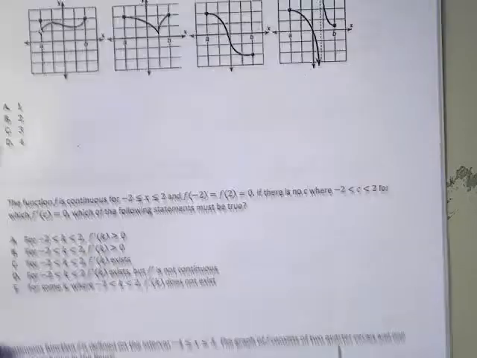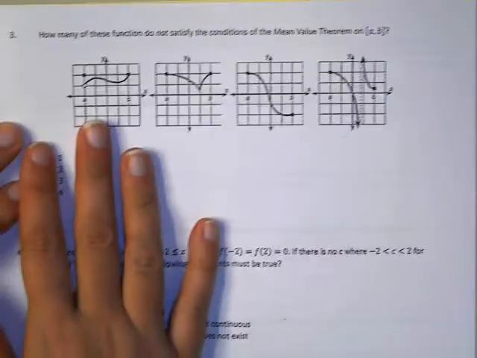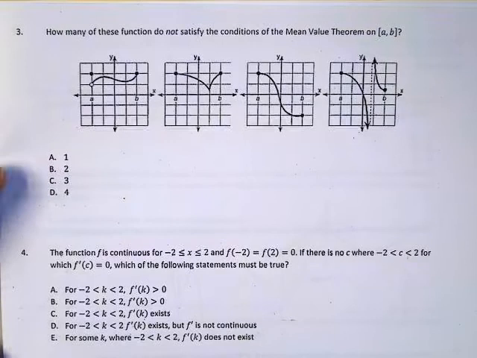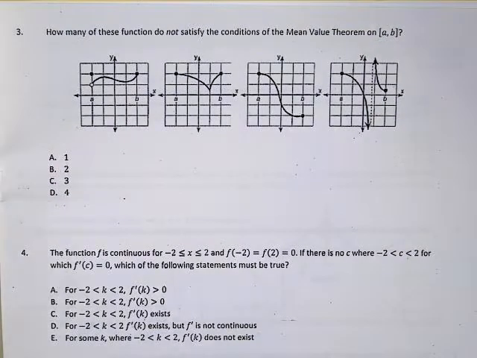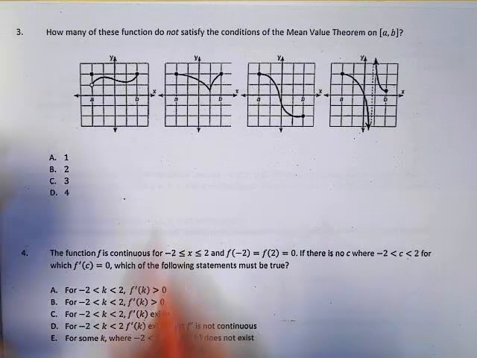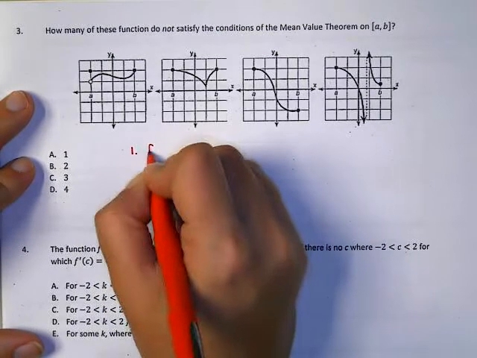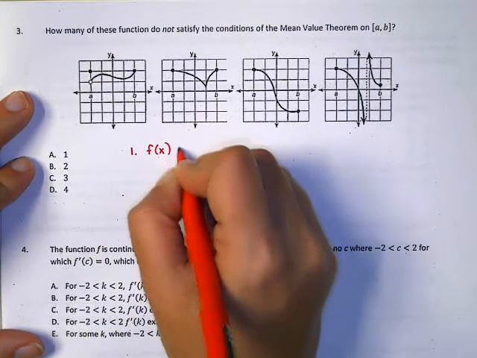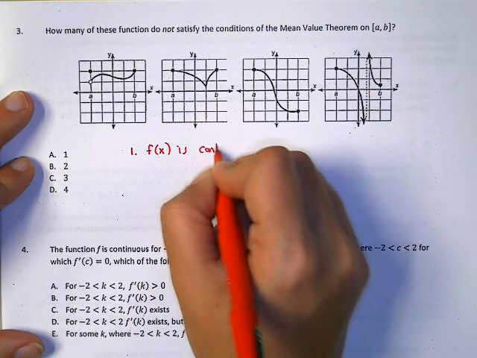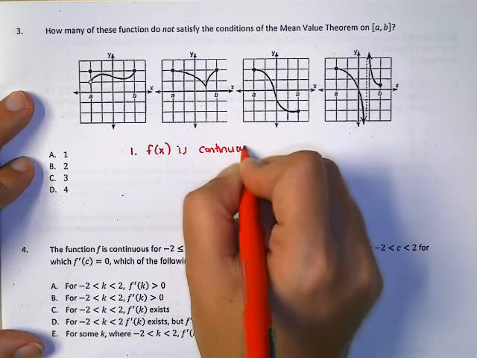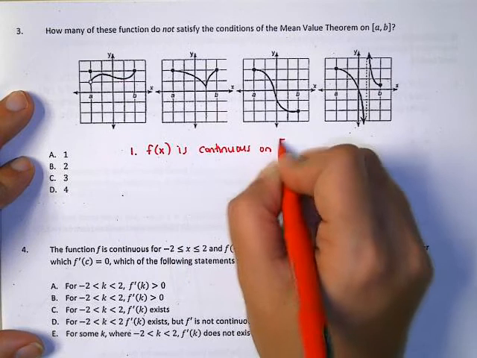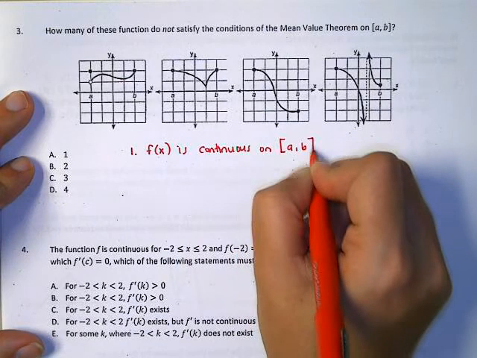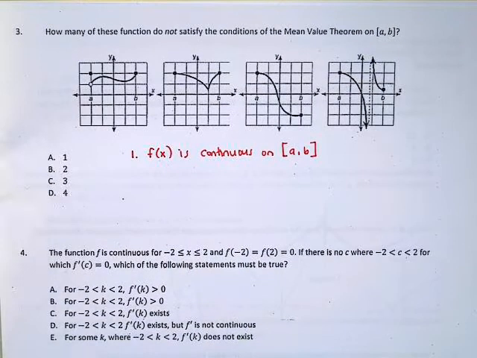Let's take a look at another example. The next example is very typical of what they might do on an AP test, as well as the last example. How many of these functions do not satisfy the conditions of the mean value theorem? So we have to think back to what our conditions are. First, we have to be continuous on the closed interval. That means including the endpoints.